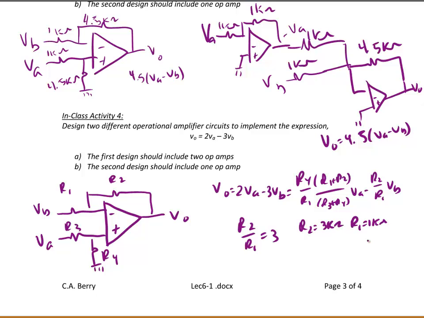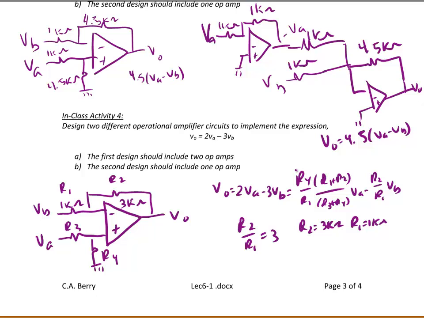Notice any values for R2 and R1 that satisfy that ratio are acceptable. We typically select resistor values to be in the kilo ohm range in order to not draw too much current into the op amp or dissipate too much power, and also too large of resistors could be noisy. So we keep the resistors in the kilo ohm range. So I'll put on the circuit R2 is 3 kilo ohms and R1 is 1 kilo ohm.